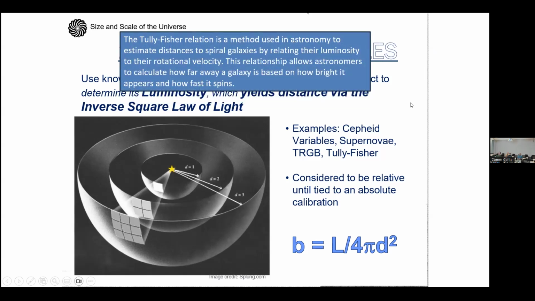And then the last one is the Tully-Fisher relation. This deals with entire galaxies. The luminosity of galaxies is related to their rotational velocity. So it's a method used to determine the distance to an entire galaxy, depending on its rotation speed. I won't even pretend to know anything about this one.